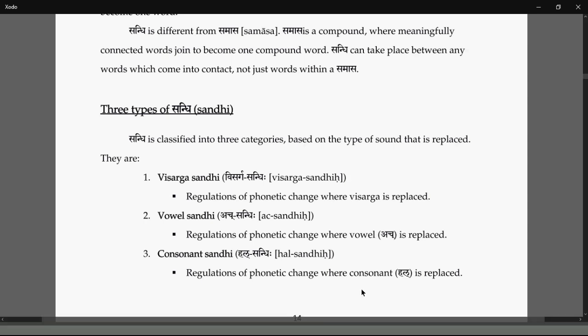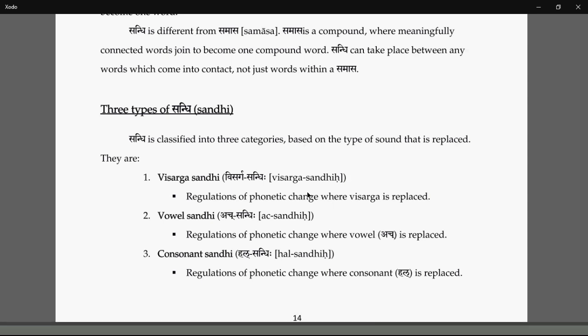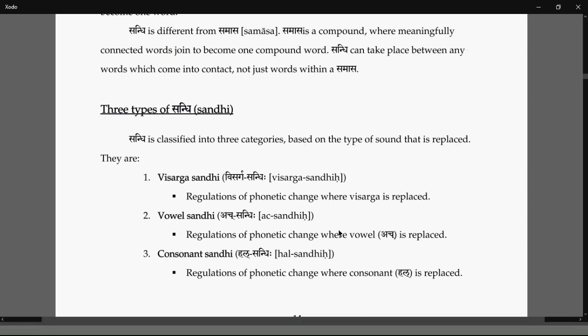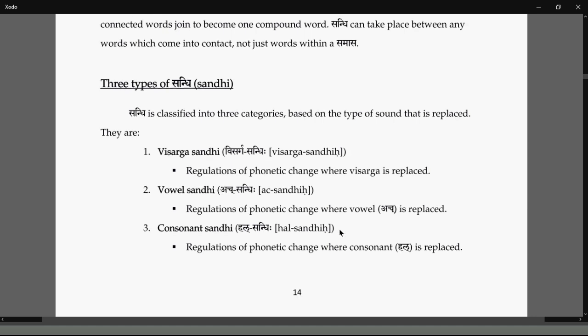Then there is a visarga sandhi, which is actually a part of the consonant sandhi, hal sandhi. So hal means a consonant and ach means a vowel. We have seen these pratyaharas. So there is ach sandhi and hal sandhi. These are the two categories really. But visarga sandhi, although part of hal sandhi, is sometimes considered separately, because visarga has a lot of rules governing based on what follows, what precedes, what kind of adesha, what kind of replacement happens.